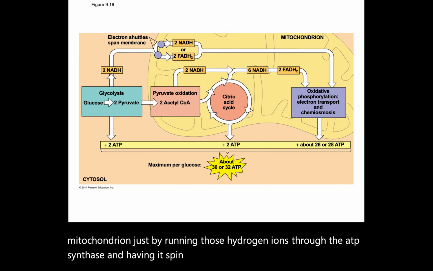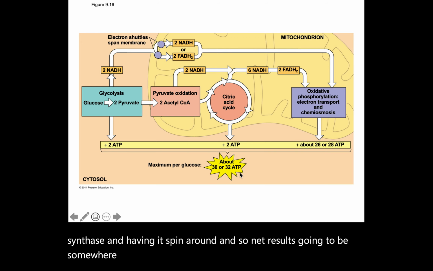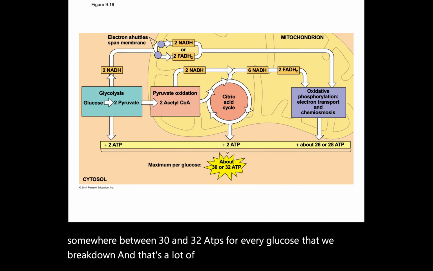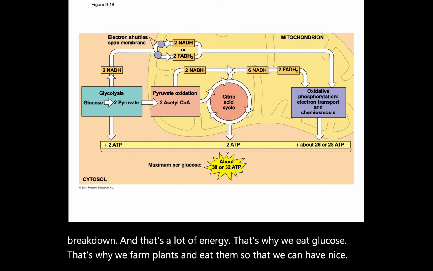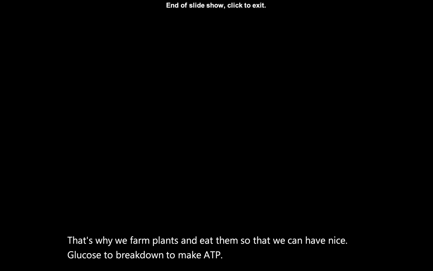And so the net result is going to be somewhere between 30 and 32 ATPs for every glucose that we break down. And that's a lot of energy. That's why we eat glucose. That's why we farm plants and eat them, so that we can have nice glucose to break down to make ATP. All right, and that's the end of this little production.